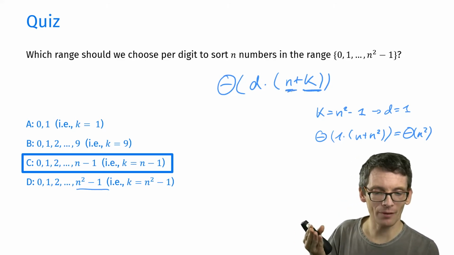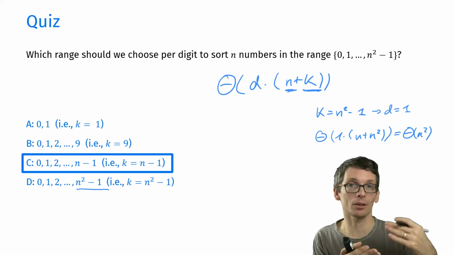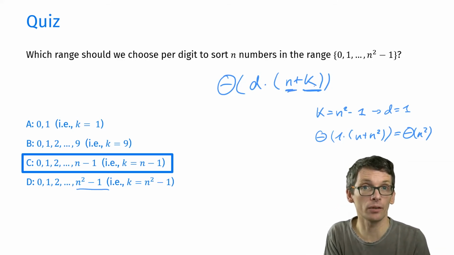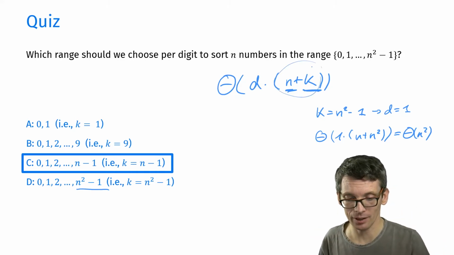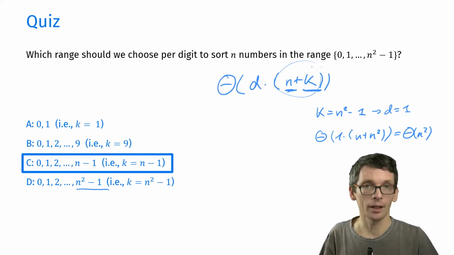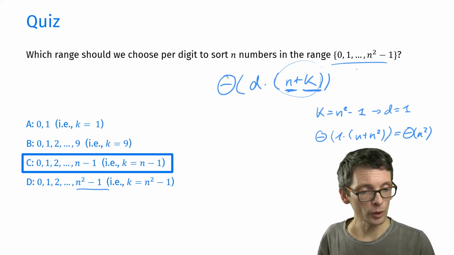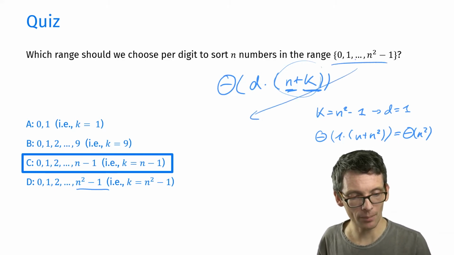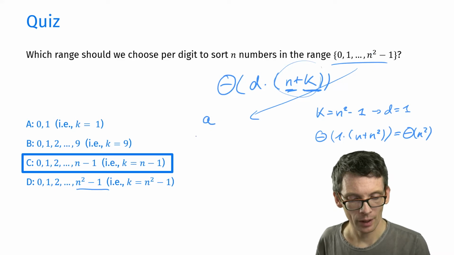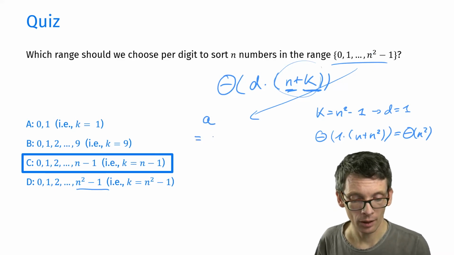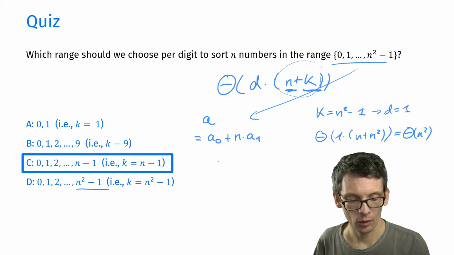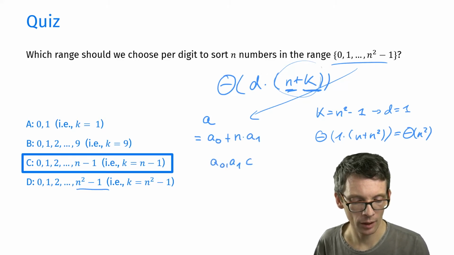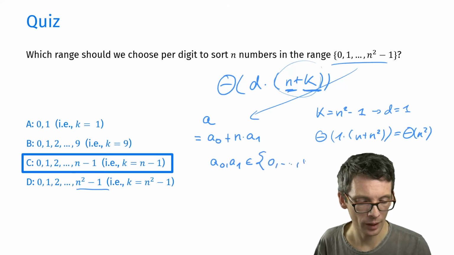Because we have the n here anyway, so there's no point in having k smaller, because then the n will be the dominating part within the n plus k. So k as large as possible is setting k to n, or in this case n minus 1. Any number between 0 and n squared minus 1: if I have a number here, let's call it a, I can write it as a0 plus n times a1 with a0 and a1 in 0 up to n minus 1.